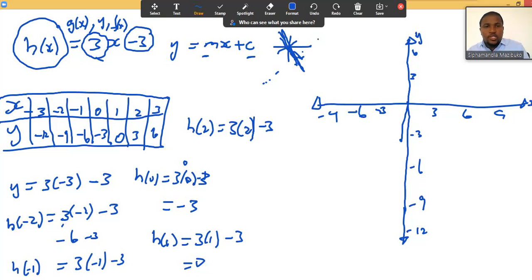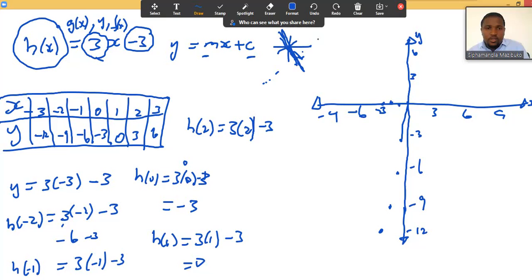Okay, so let's look at it. We have minus 3 is to minus 12, which is here. So this is our sketch. We have minus 2 is to minus 9. Let's say our minus 2 is here and our minus 9 is here, so it should be something like that. We have minus 1 is to minus 6, so that would be here.